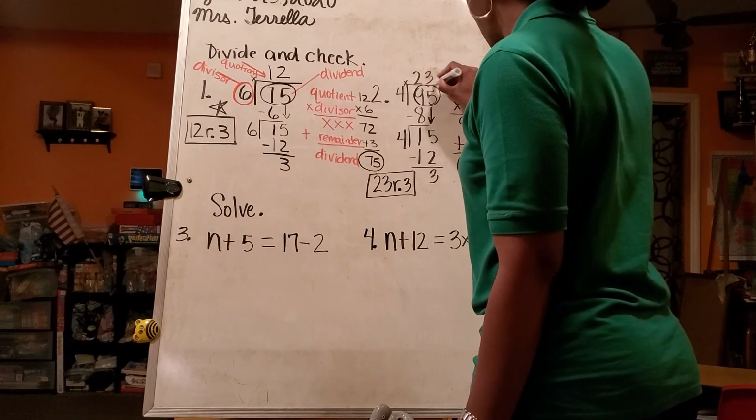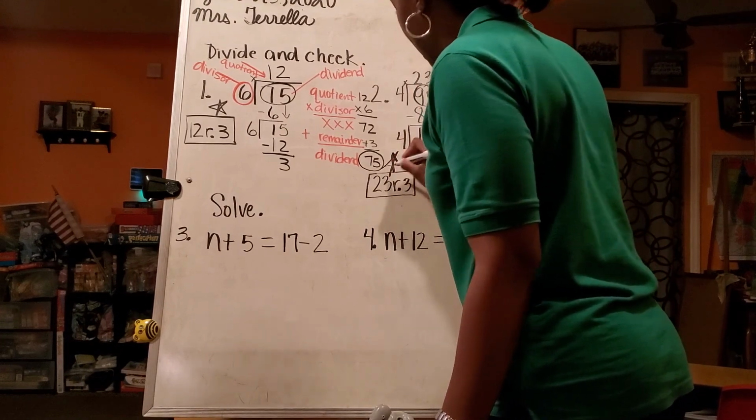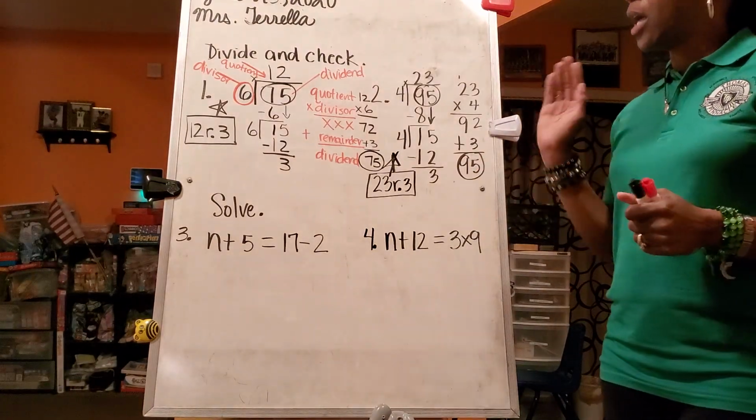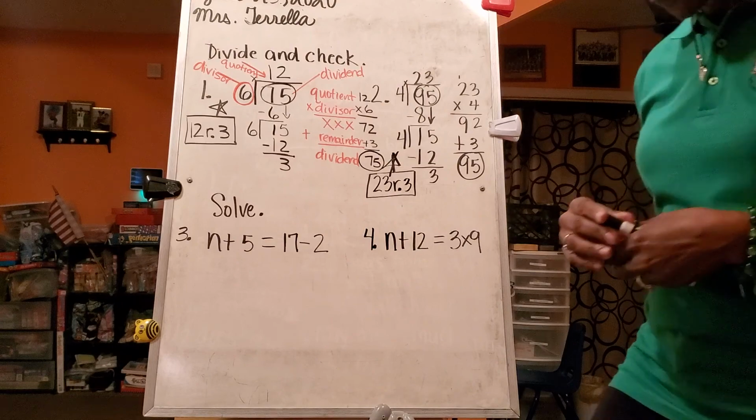95, 95. That means I am correct. All right. Now, let's go and solve some equations.